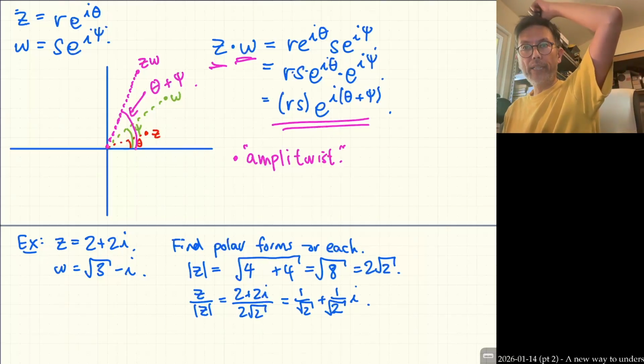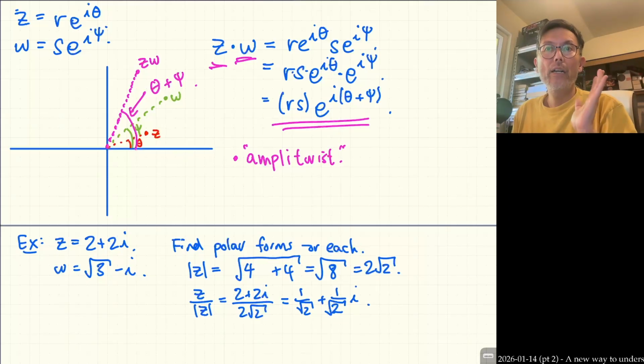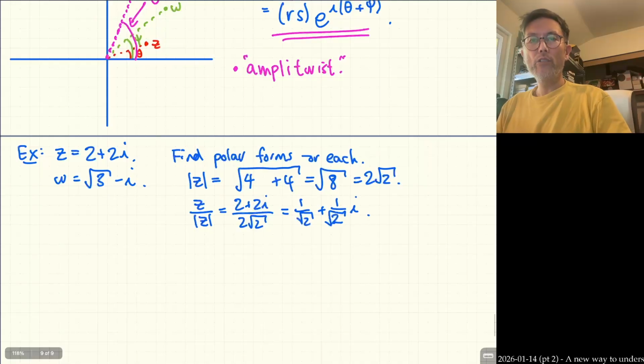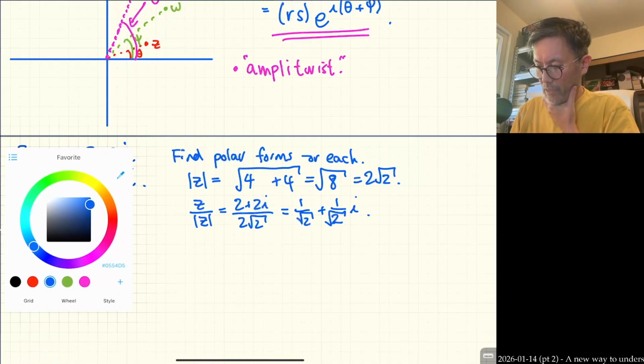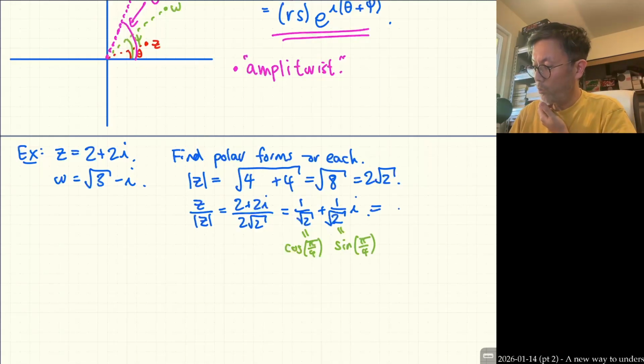Now, because it lives on the unit circle, this should be cosine of theta plus i sine theta, which is e to the i theta for some choice of theta. And this is like one of those textbook examples where if you know your sines and cosines, you know that this here is the cosine of pi over 4, and this here is the sine of pi over 4. So you can also rewrite this using Euler's formula as e to the pi over 4 times i.